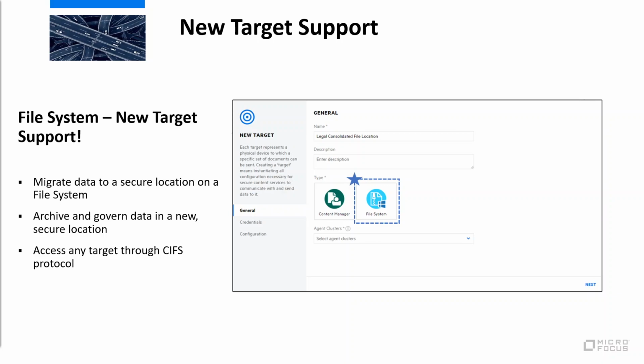New target support for file system. A compliance officer can now archive or consolidate data directly to a file system location for the purpose of migrating and governing data in a secure location. Previously, you could only send this data to Micro Focus Content Manager, but now you can send it to file system. And with this enhancement, we are now effectively supporting any target on the CIFS protocol, meaning you can migrate or archive to S3 or OES with appropriate file gateways.